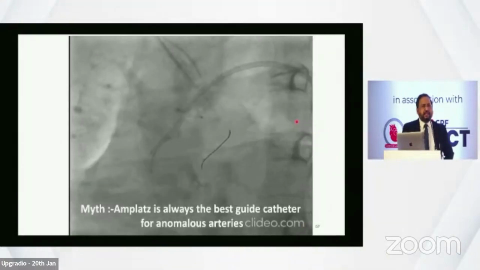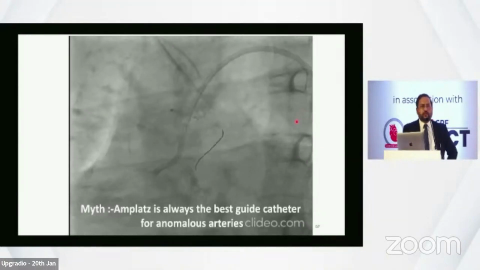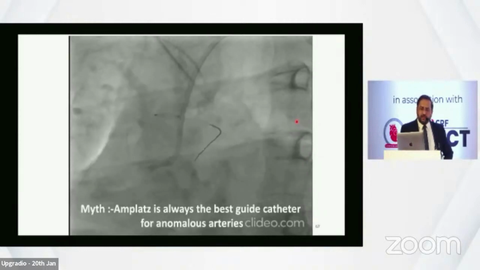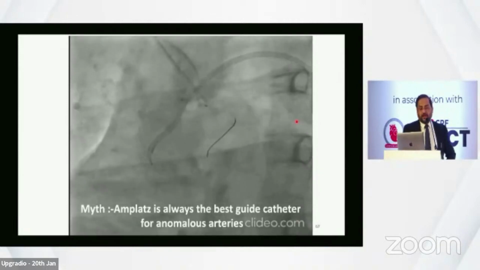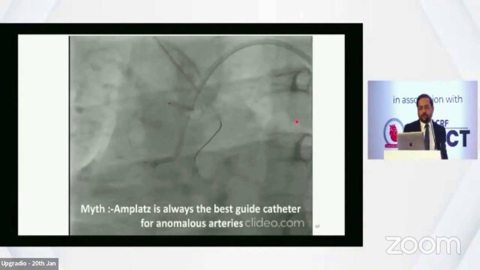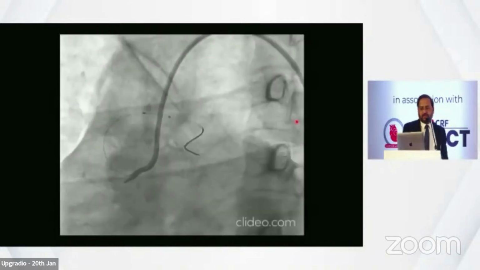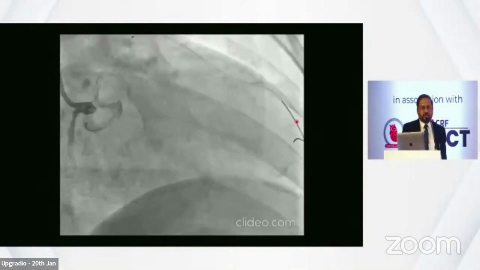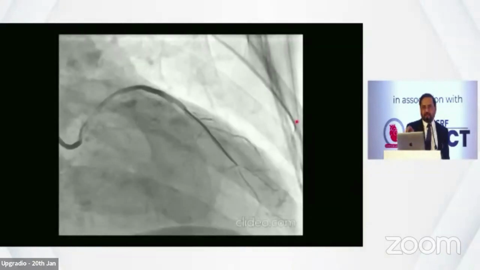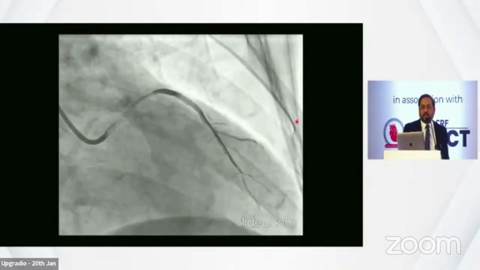So there's again a myth. Sometimes we see that whenever we see anomalous coronary artery, it is only the right guiding catheter. It is not the case. You see here the anomalous LAD arising from the right sinus with the anterior to pulmonary artery course. We are struggling with implants. We are trying to get ahead, but things are backing up. As soon as you change it to a right guiding catheter, then things become easy and you could complete the procedure.